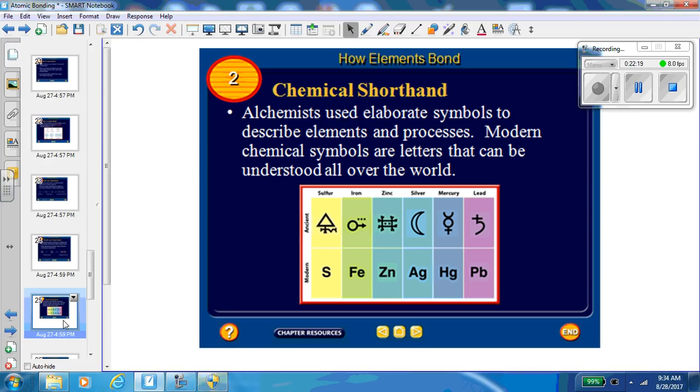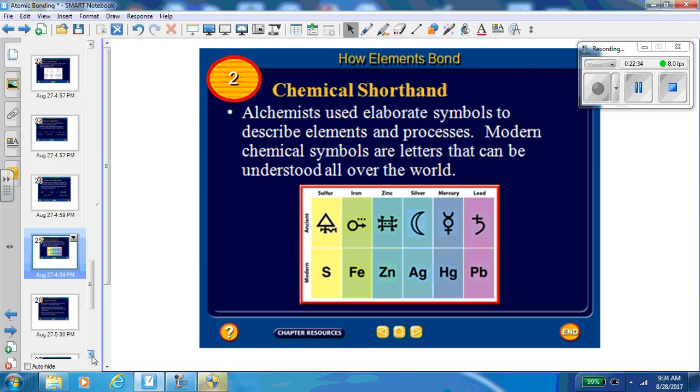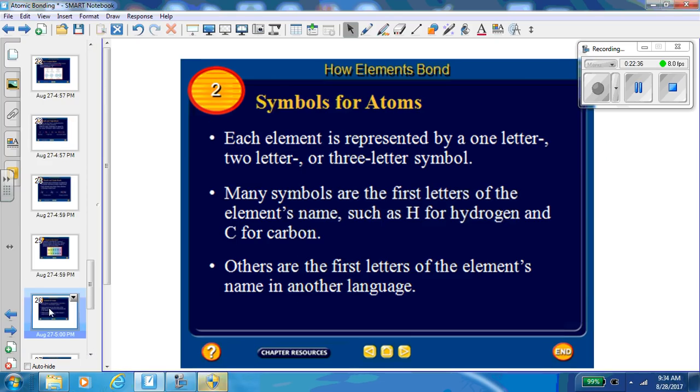Alchemists used elaborate symbols to describe elements and processes. Modern chemical symbols are letters that can be understood all over the world. So that's why we use chemical shorthand to represent these atoms once they've bonded together, because it's kind of a language that we can all understand, no matter where we're from in the world.